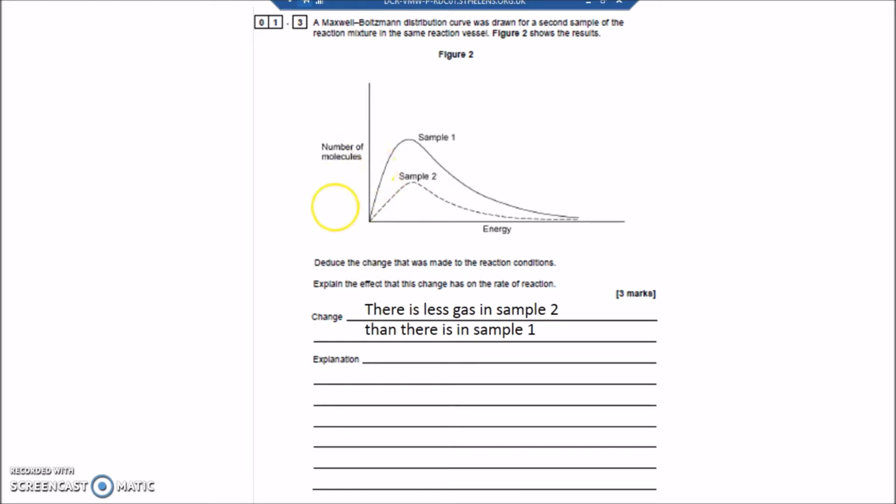Explain the effect on the rate of reaction. The rate of reaction will be lower, but the reason for the explanation is that the particles are further apart. There's no indication here that there's anything to do with temperature. So the reason is because there's fewer particles in this sample and the particles are further apart. Again, you've got to mention successful collisions. So in sample 2 the particles are further apart, so there are fewer successful collisions.